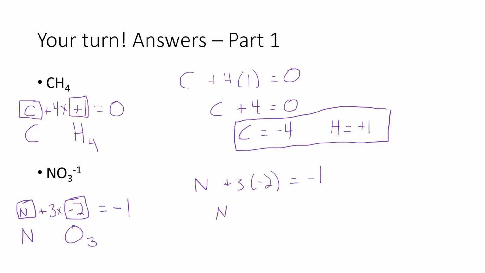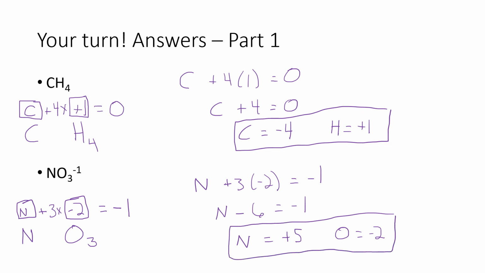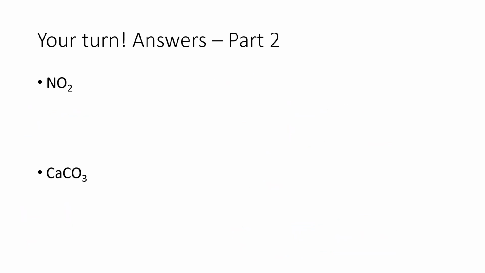So nitrogen, and then 3 times -2 is -6. That's equal to -1. If I add 6 to both sides of the equation, I get that nitrogen is +5. And by rule, oxygen was -2. So there are the oxidation numbers on the elements in the nitrate ion. All right, 2 more examples here.